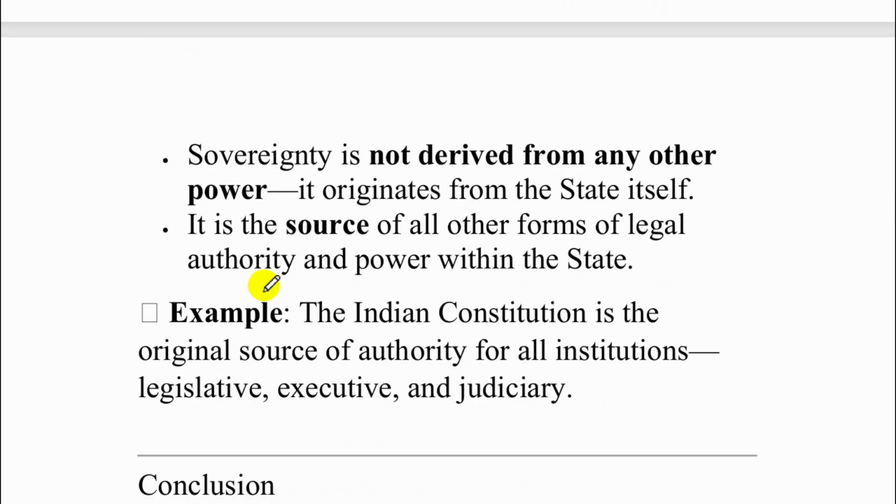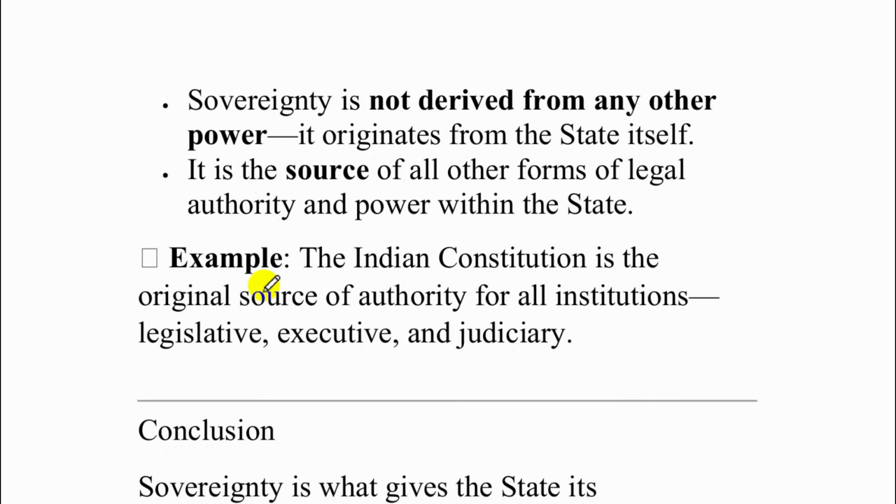Originality. Sovereignty is not derived from any other power. It originates from the state itself. It is the source of all other forms of legal authority and power within the state. The Indian Constitution is the original source of authority for all institutions: legislative, executive, and judiciary.